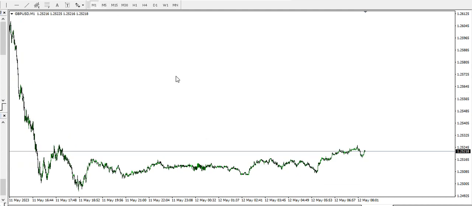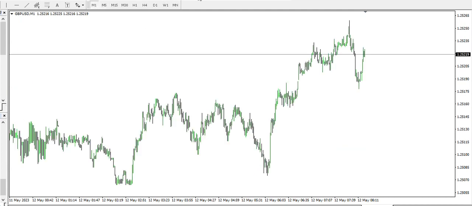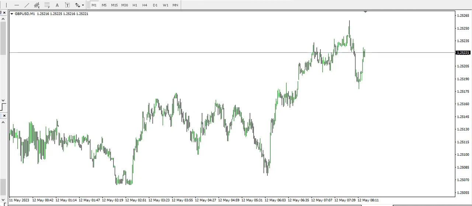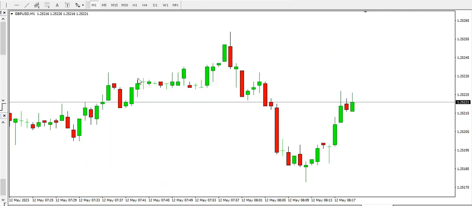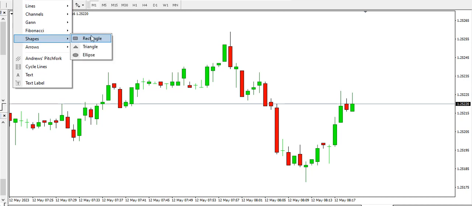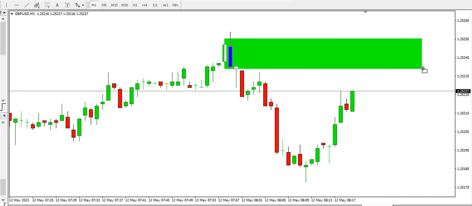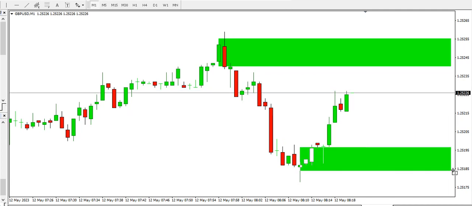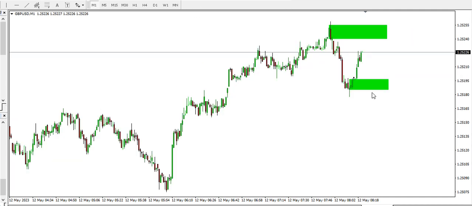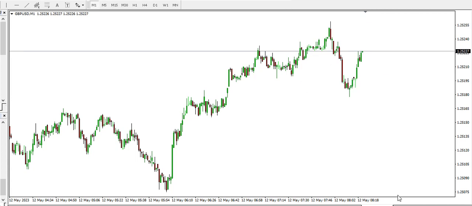GBPUSD is still ranging on the 1 minute time frame. Price is ranging, and you can see what's happening. Zooming in, you can see this other block on the 1 minute time frame, and that's the resistance. You can see this support on the 1 minute time frame. So price is ranging between the resistance and support. A break in either direction will make us see price going in that particular direction. So that's that for GBPUSD.